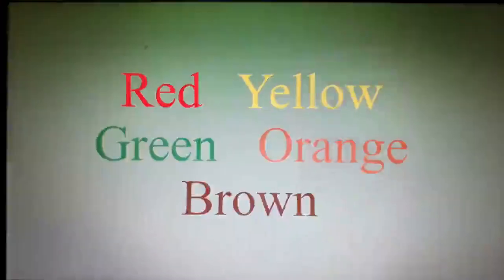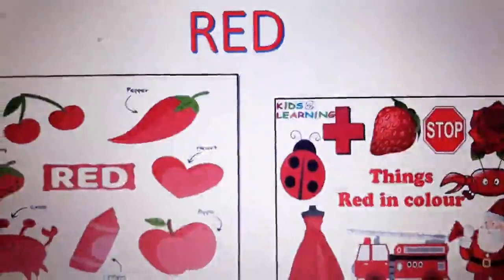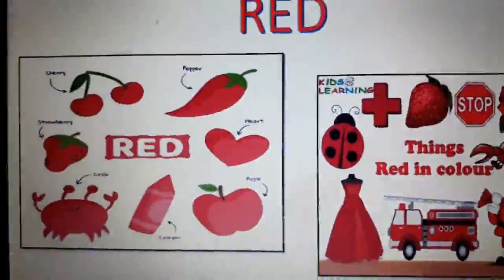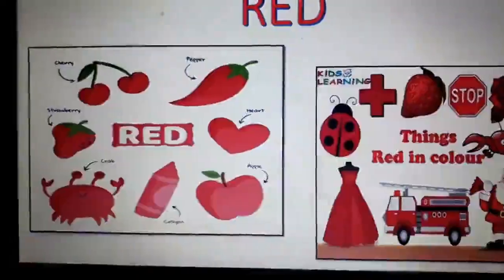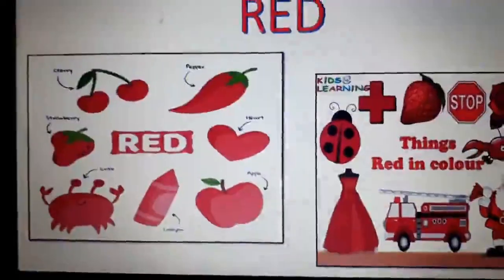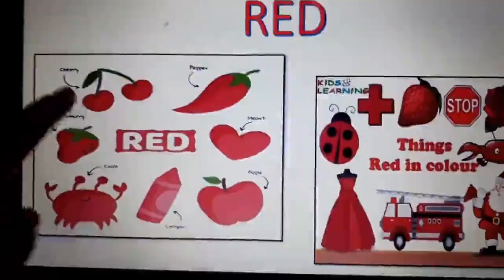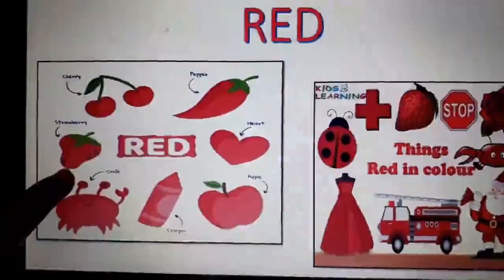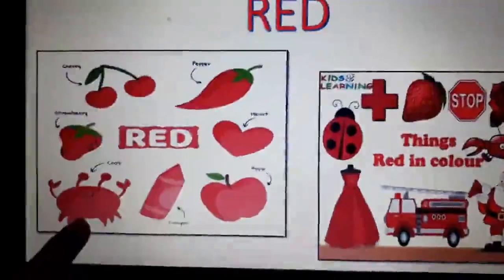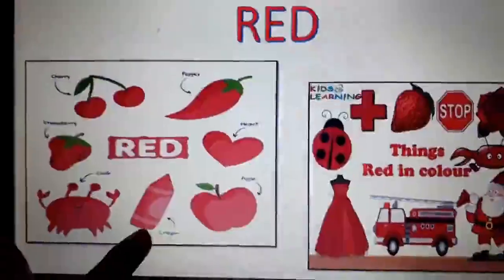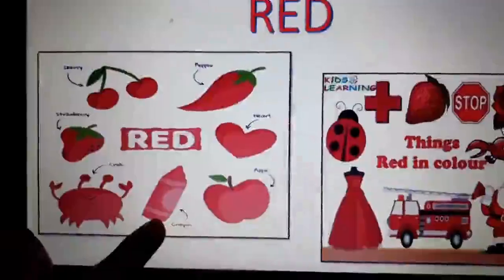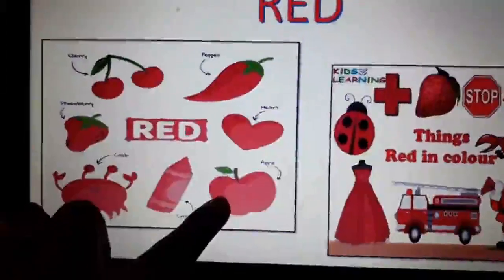So the first one we have is red color. Wow, there are so many things red in color. We have cherries, strawberry, crab. Crab कौन होता है? केकड़ा. Then red color crayon. We have apple in red color.